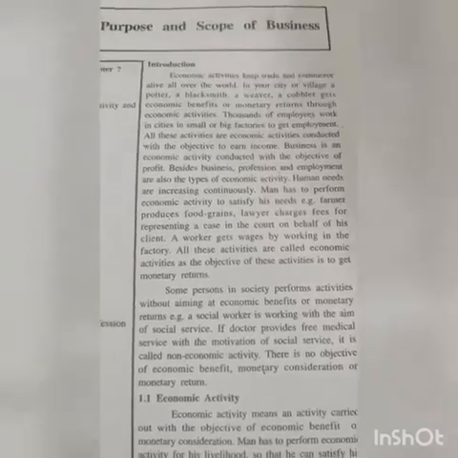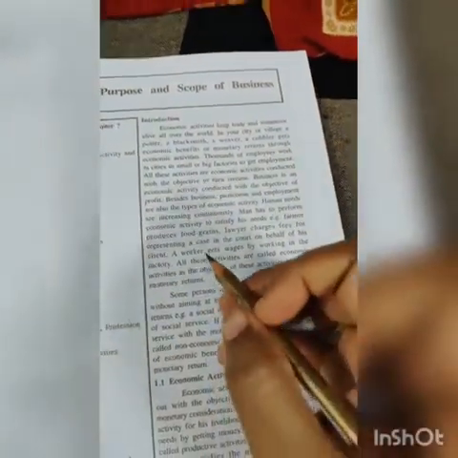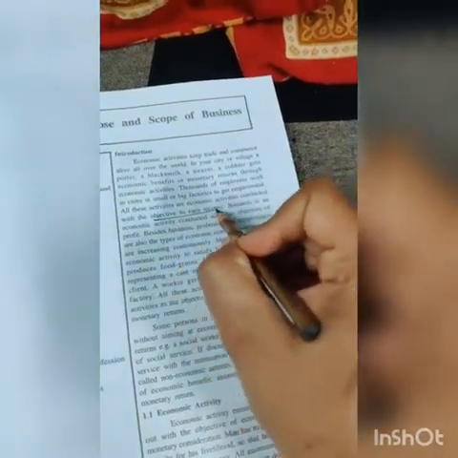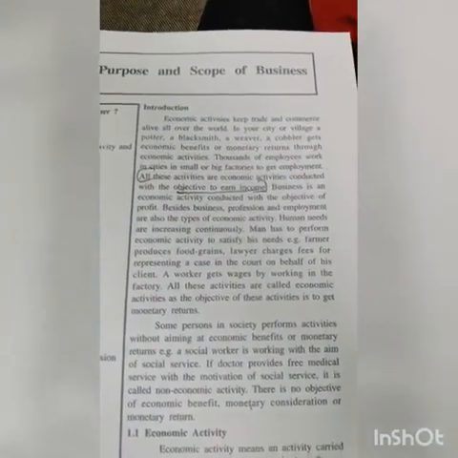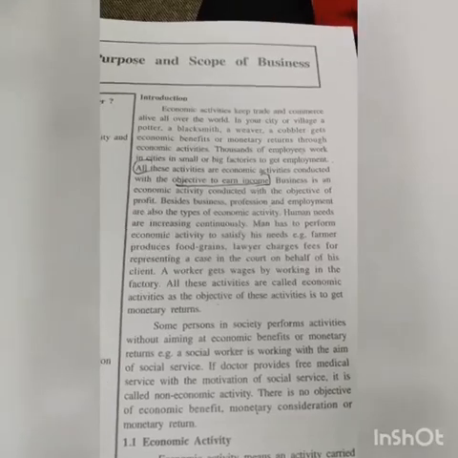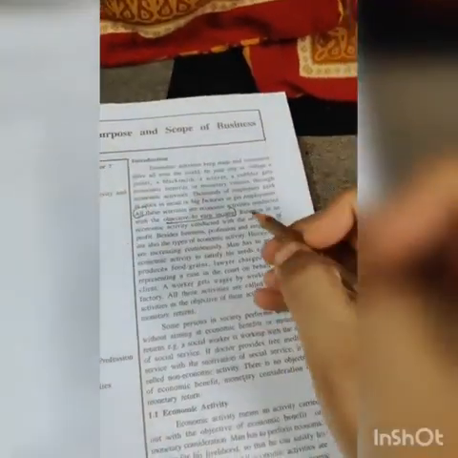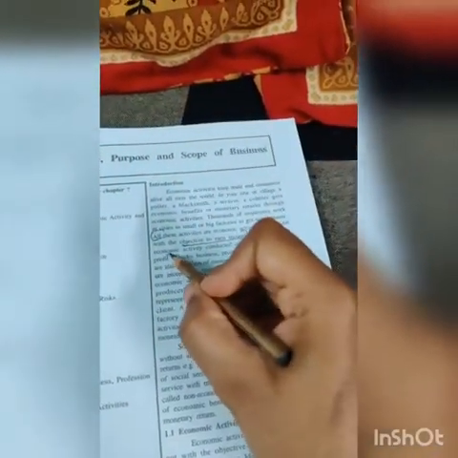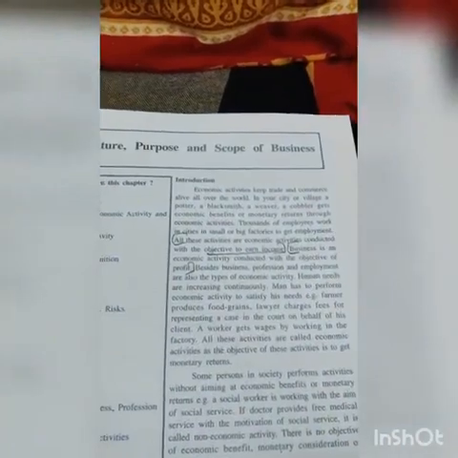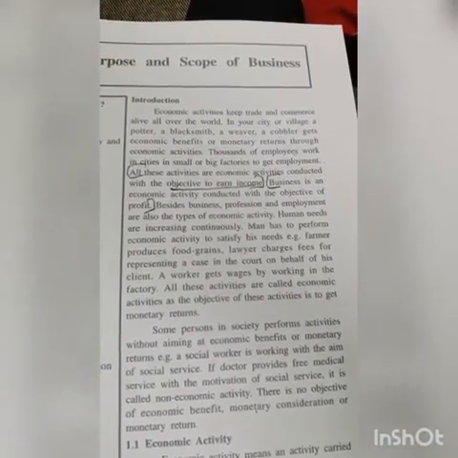See, each and every individual, when they are doing some work, their only objective is to earn money. So here the objective is to earn money when you are doing any economic activity. Even your parents, when they are doing some job or business, the main purpose is to earn income. Business is an economic activity conducted with the objective of profit. Again, remember this, whenever anybody is doing business, the main purpose, the objective, is to earn profit. Besides business, profession and employment are also types of economic activity.